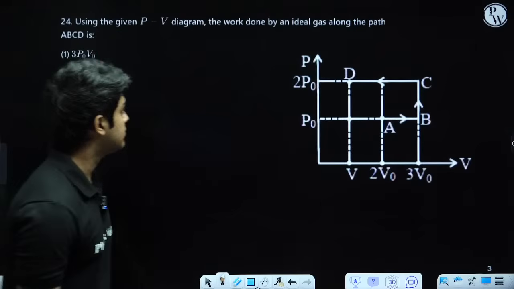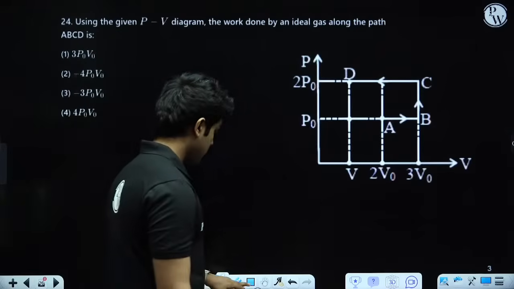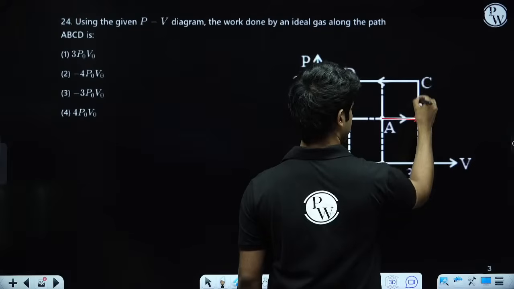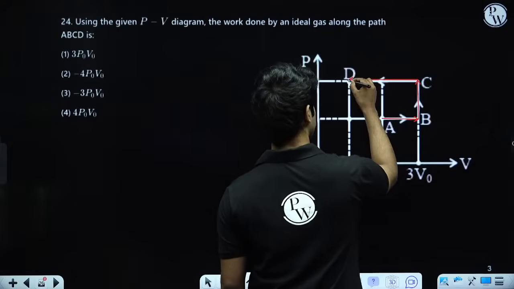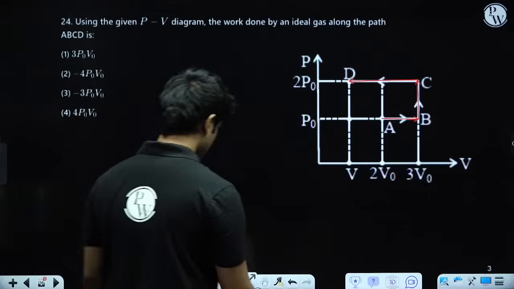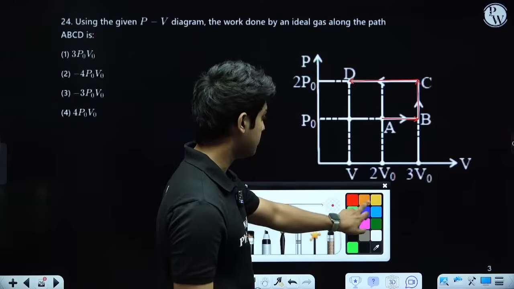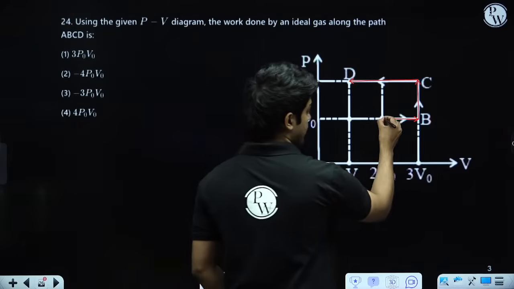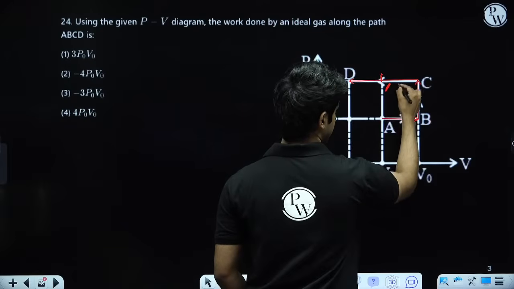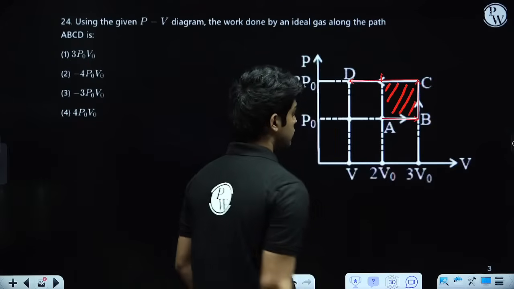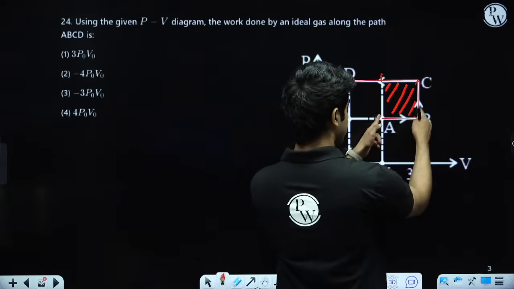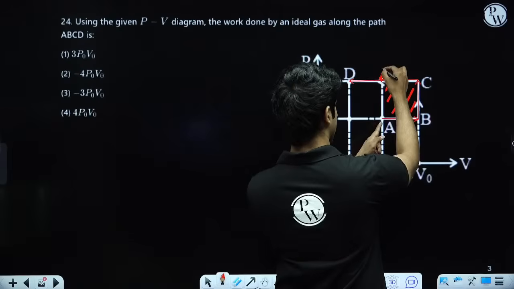So PV diagram is given, we have to find the work done. So this is the diagram, I will draw it using a different color, A, B, then B to C, then C to D. Okay, this is the process given to us. We have to calculate the work done. So work done in PV graph, if I have to calculate the work from A, B, C to like this point, that work is simply this area, this square, not square but rectangle. Okay, that is the work from A to B, B to C and C to this point. Let's call this point as X.